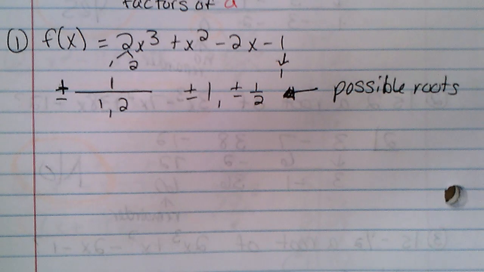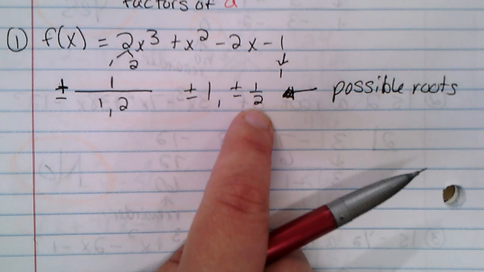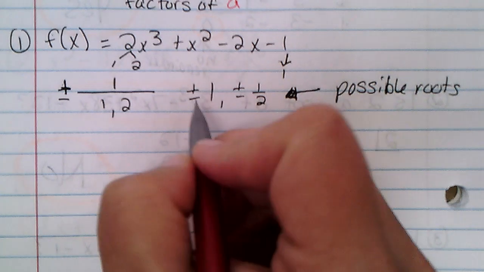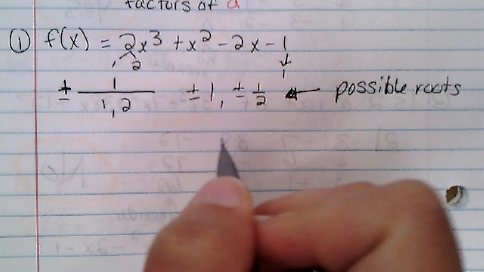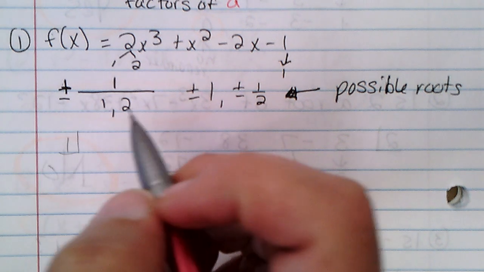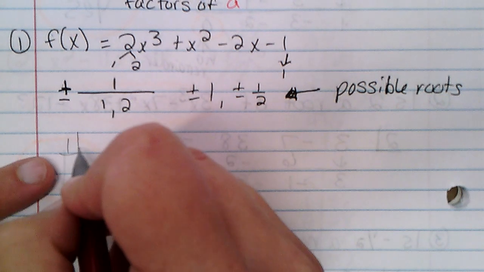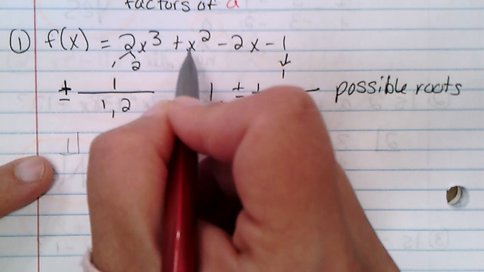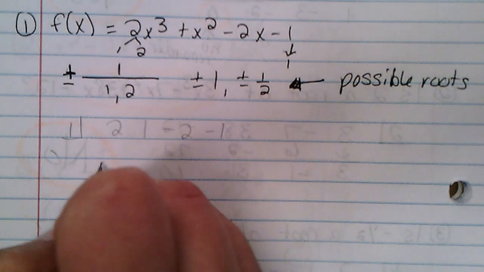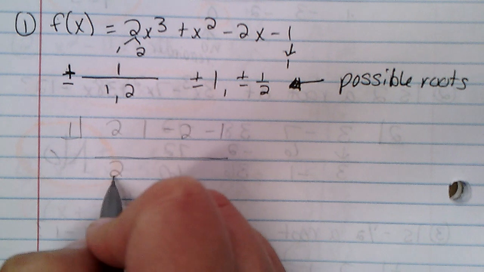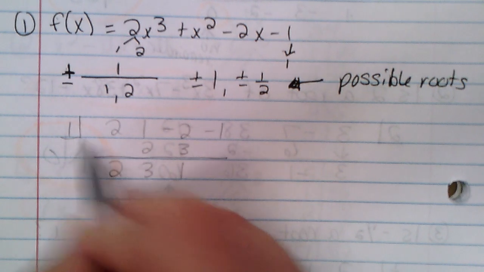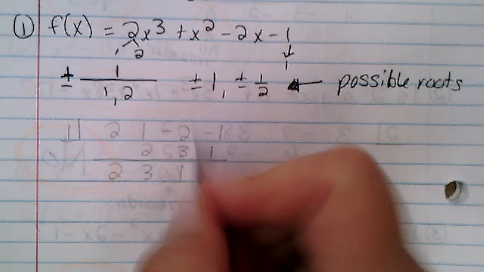What I'm going to recommend is you always try your whole numbers and save your fractions, because fractions with synthetic division can get messy, especially if they don't work. So I'm going to try either +1 or -1, and I think I'm going to try +1. I'm going to do this in pencil, because if it doesn't work, I'm going to erase it. My coefficients are 2, 1, -2, and -1. So bring down the 2, multiply, add, multiply, add, multiply, and then add.